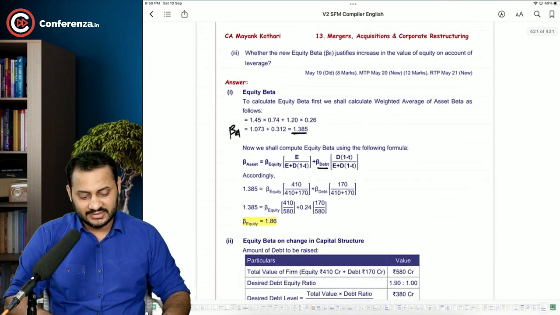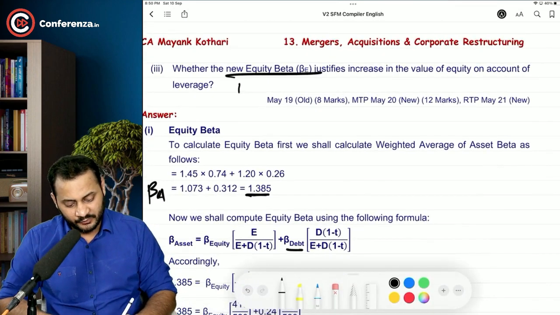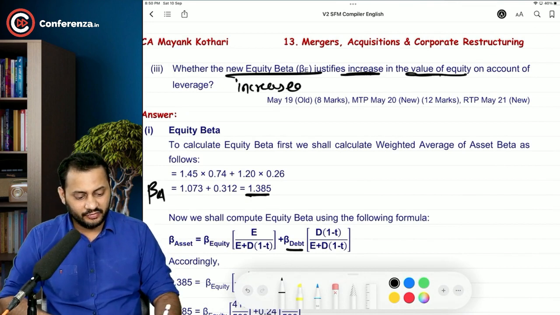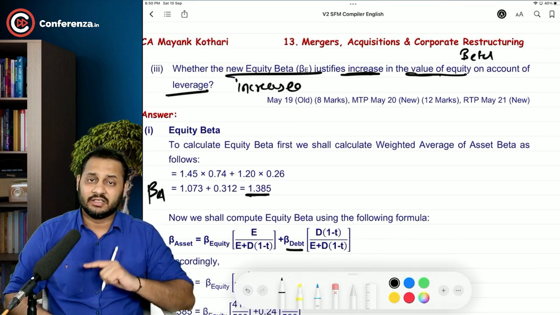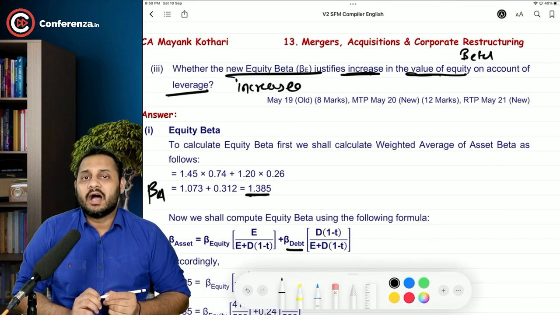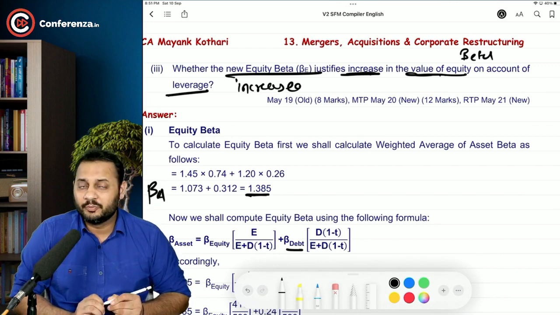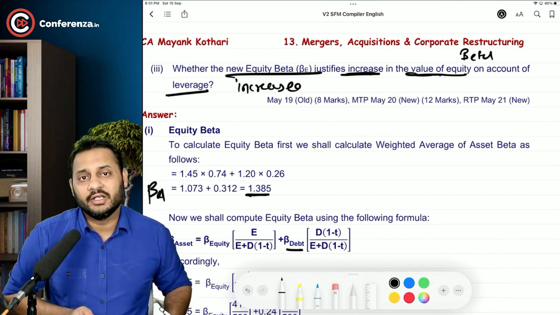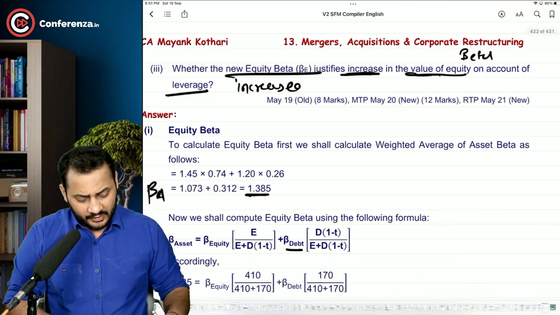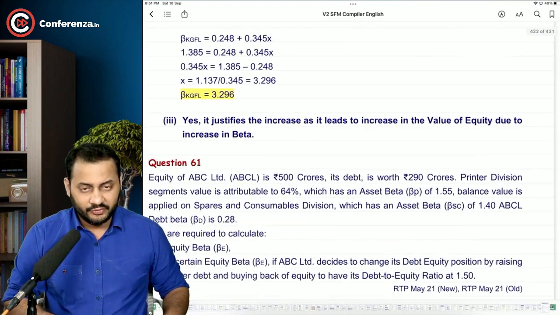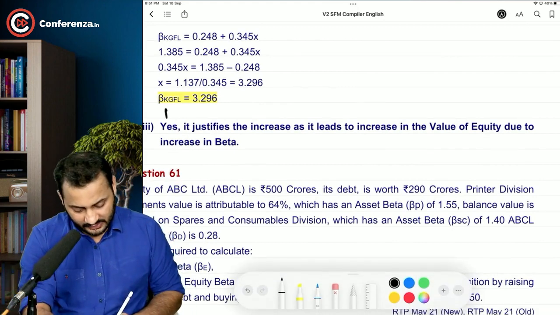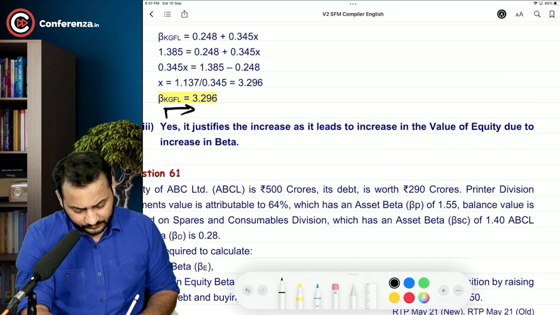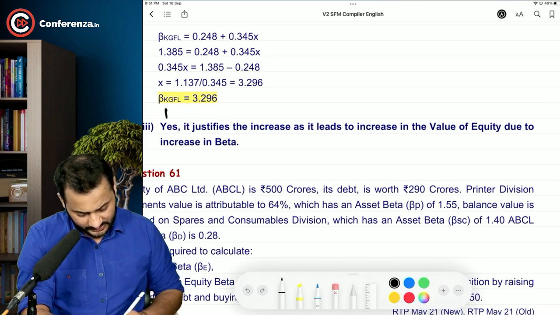The third question says whether the new equity beta, that means increased equity beta, justifies the increase in the value of equity beta on account of leverage. Yes sir, it justifies the increase because higher debt in the company increases the risk of the equity shareholder. It's very simple. The answer given by the institute will be confusing to you. I will just write down the other format of this answer, another way we can answer this.